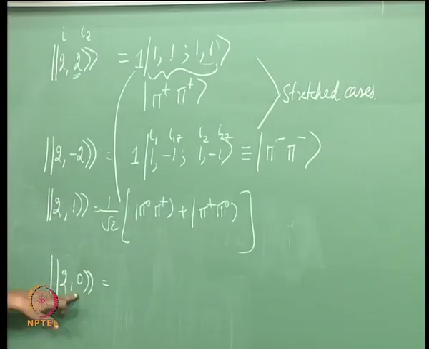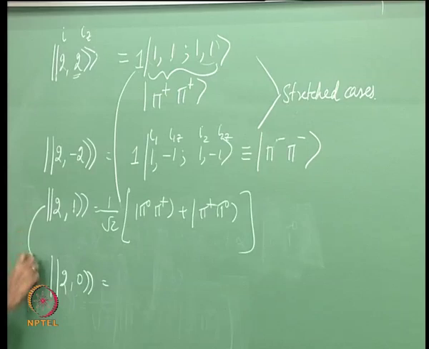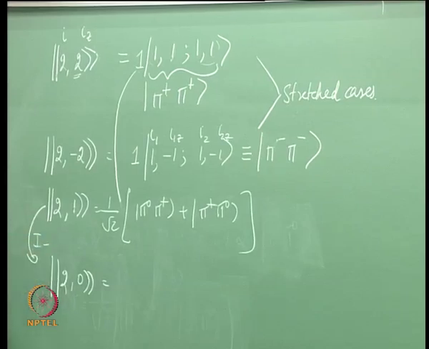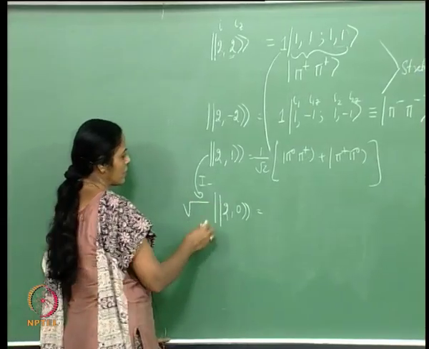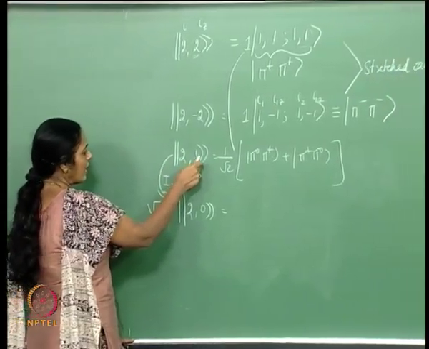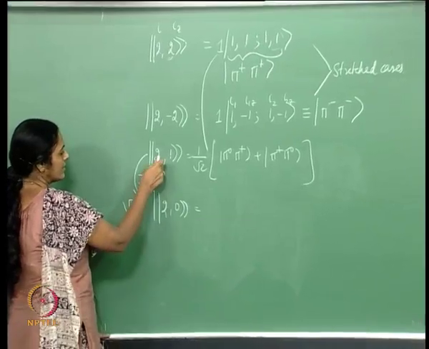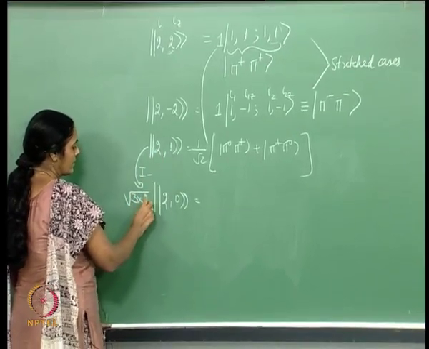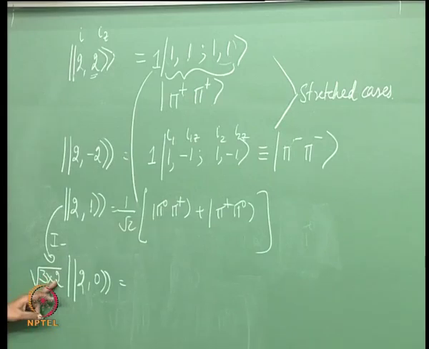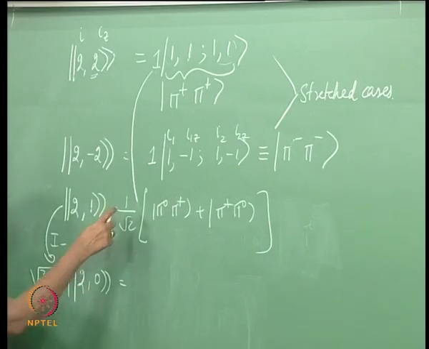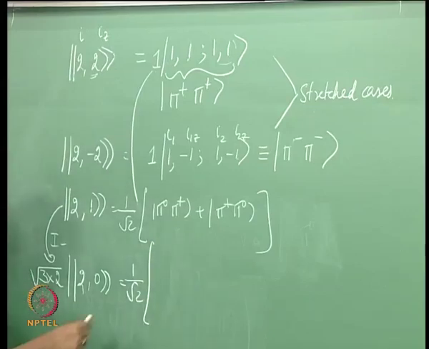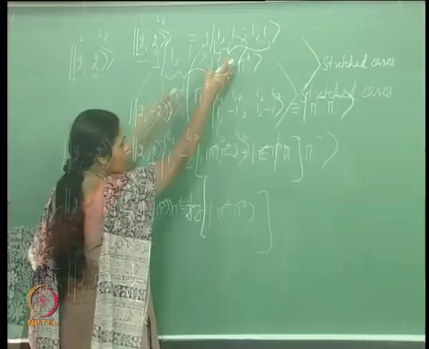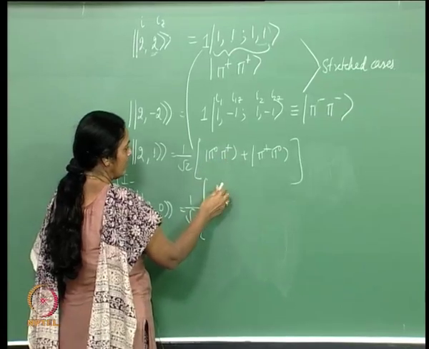Reduce the Iz value by 1. How do I get that? By using I minus on this state. What is the coefficient? It is I plus Iz times I minus Iz plus 1. So, that gives me a root 6. And on this side there is an overall factor 1 by root 2. I repeat the same kind of argument that I had earlier on.